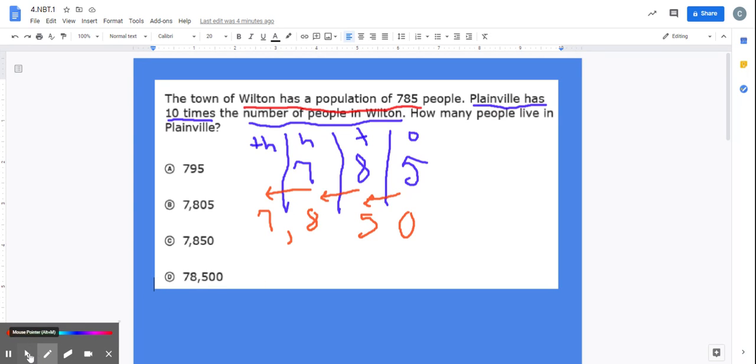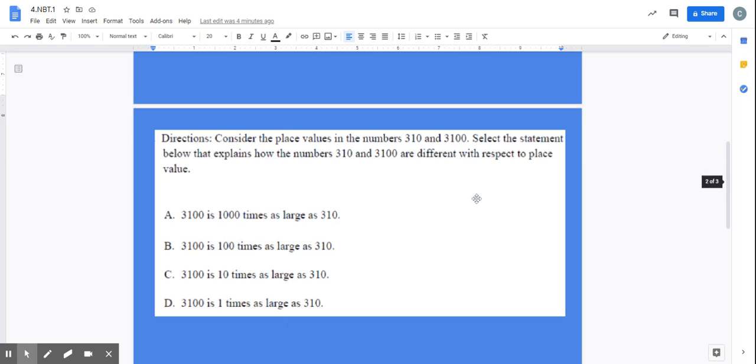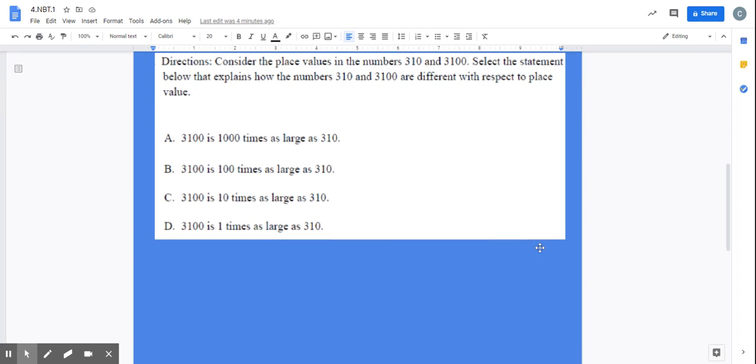All right, going to our next problem. We have directions. Consider the place values in the numbers 310 and 3,100. Select the statement below that explains how the numbers 310 and 3,100 are different with respect to place value. So we are comparing the size of 3,100 to 310.